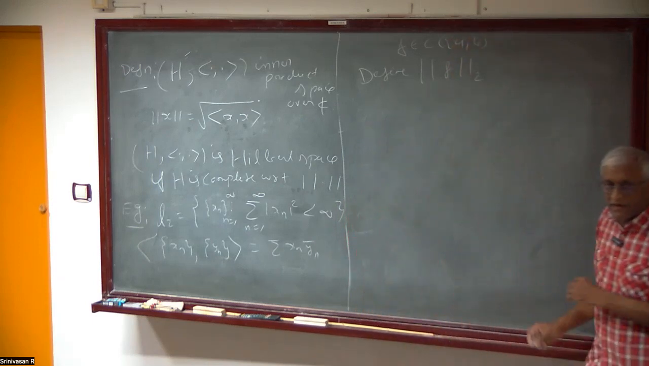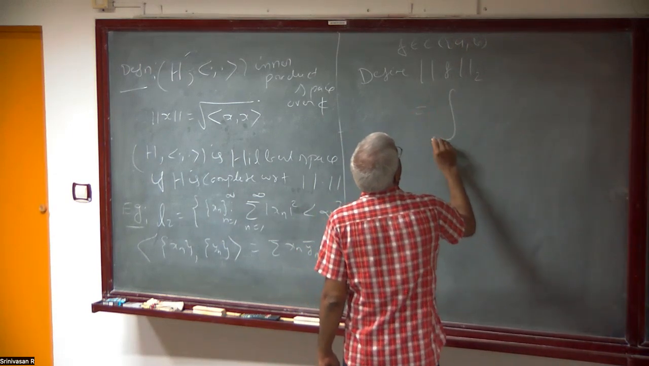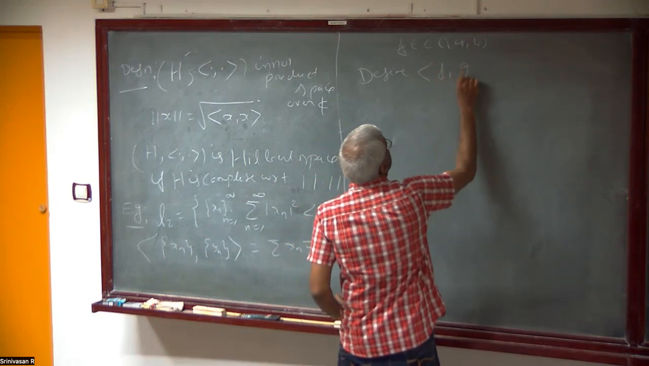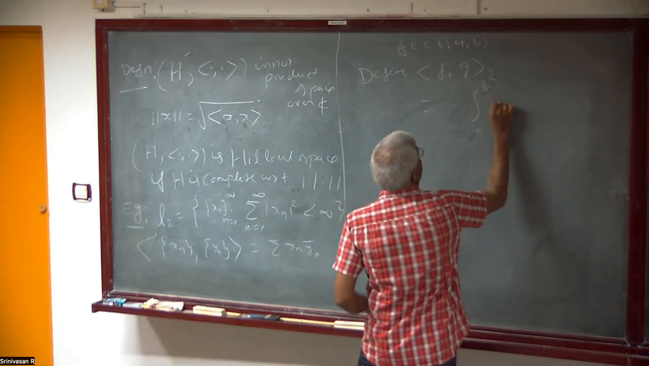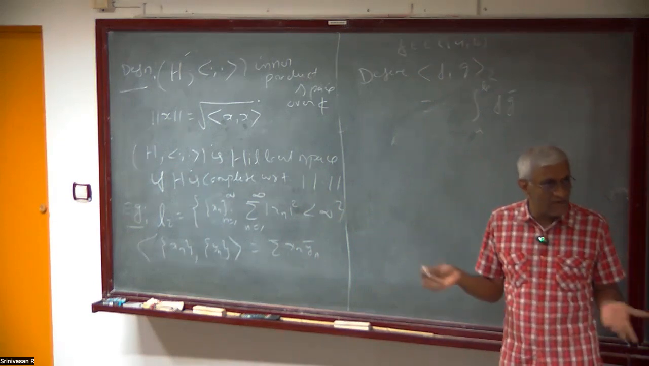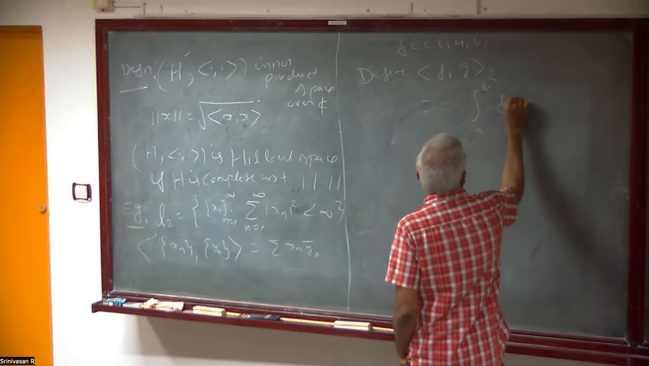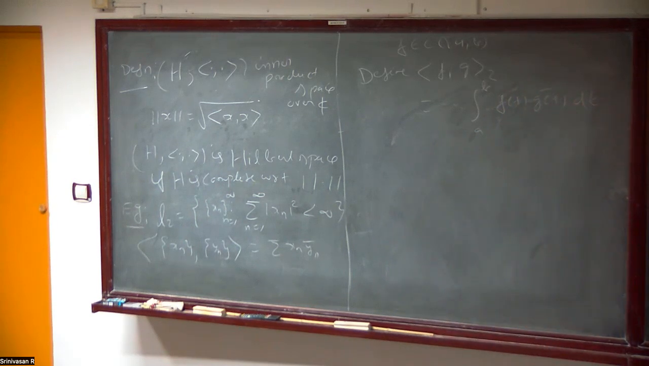You take a continuous function on the interval [a, b], then you define the inner product of f and g equal to the integral from a to b of f g bar, with the usual Riemann integral. Continuous functions are Riemann integrable, so it's fine. So the integral of f(t) g(t) bar dt. This is well defined. So this is the inner product.